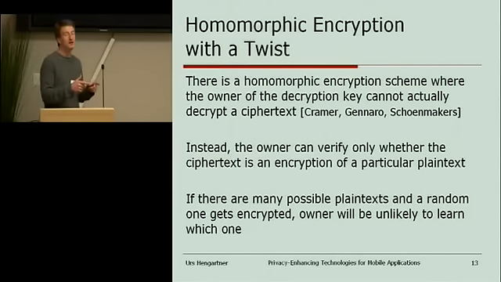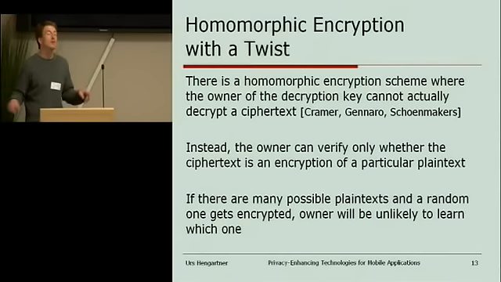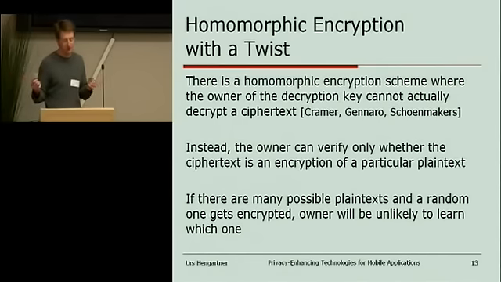Right? The only thing the owner of the decryption key can do is take each possible plain text and check whether this plain text was encrypted in a ciphertext. But if there are lots and lots of possible plain texts, it takes way too long to do this. So therefore, this scheme works only if the owner has a good idea of what the encrypted value could be.